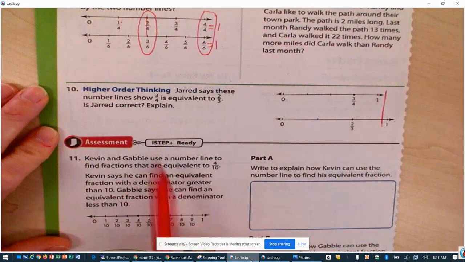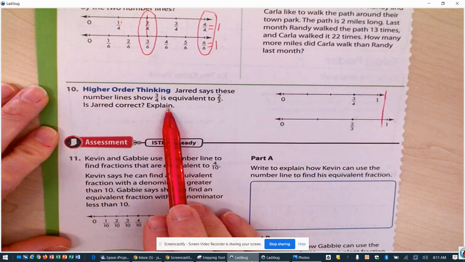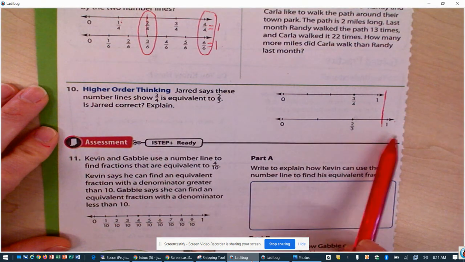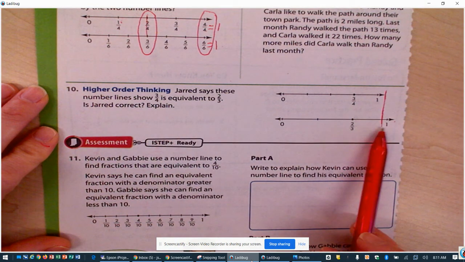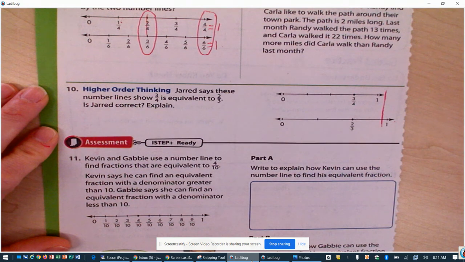So when I go over here to explain, my first explanation, or part of my explanation, should be that the number lines are not the same size. So I know that 3/4 is not equal to 2/3. But then if I want to go further, how else could I explain that 3/4 is not equal to 2/3? How could I show that with numbers?